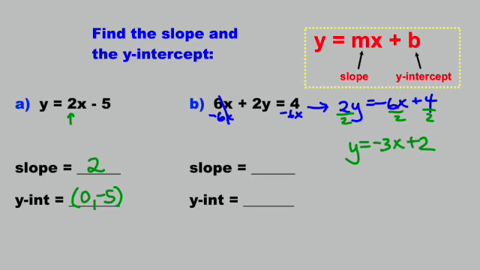So now we can say what the actual slope is. It'll be -3. That's the multiplier times x. It's also called the coefficient. And our y-intercept is 2. And as a coordinate, it would be (0, 2).